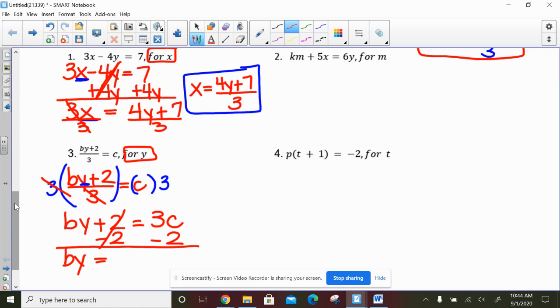That is not 1c. This 2 does not have a c. Okay, it is just 3c minus 2. You just rewrite it.